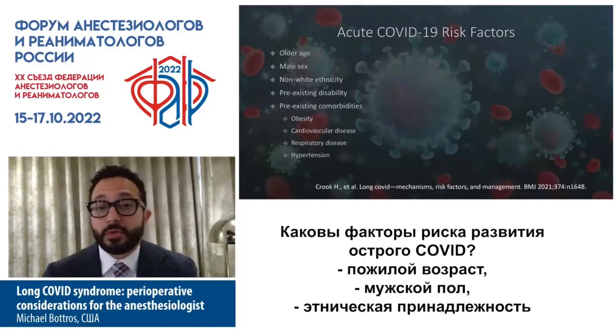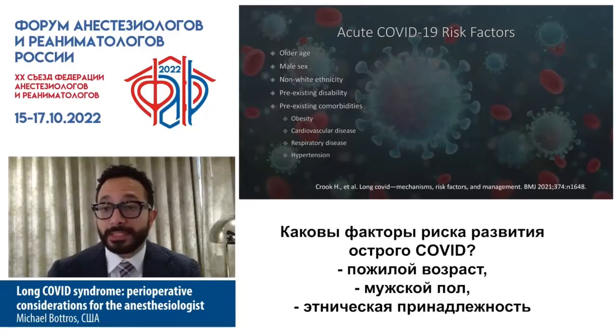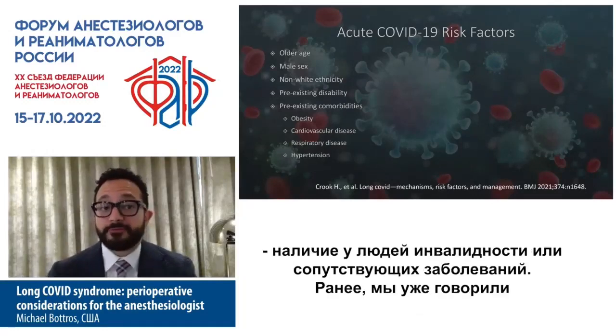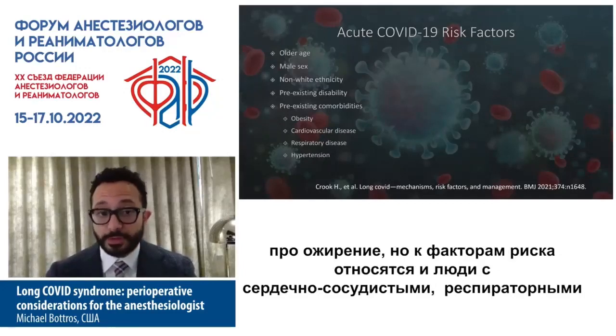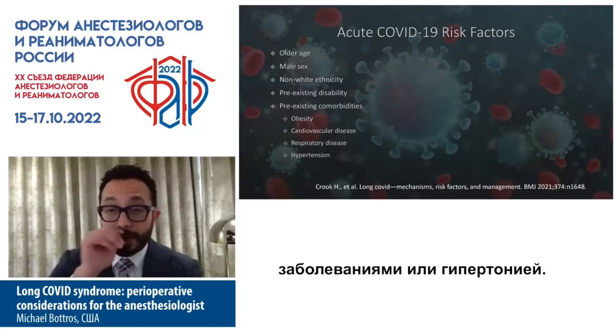Back to adults. What are the risk factors for developing acute COVID? Older age, male sex, non-white ethnicity, if people have pre-existing disabilities or comorbidities. We talked about obesity earlier, but also people who have cardiovascular disease, respiratory disease, or hypertension.